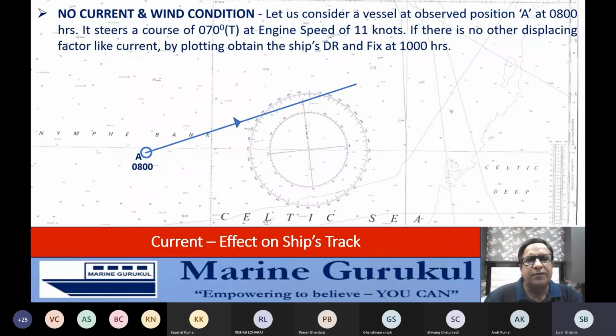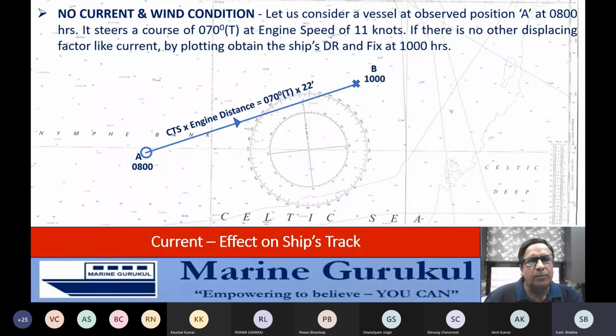On this CTS line from A, if we mark off the engine distance for 2 hours, which shall be 11 into 2, that is 22 miles, we get point B. Point B is obviously the DR at 1000 hours. Now, as there is no other displacement vector acting on the ship than her own propulsion, obviously her track over the ground would be the same as the track through water. What we have plotted is the track through water, and in this case, the track over the ground shall also be the same. So actually the vessel would be at point B at 1000 hours.